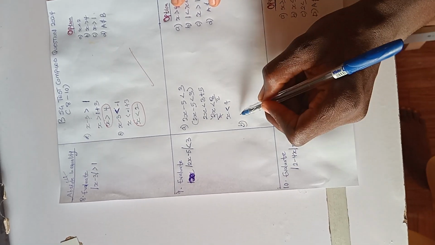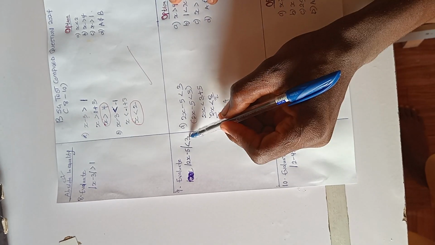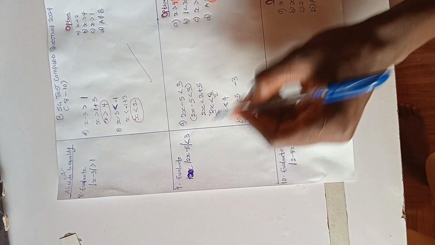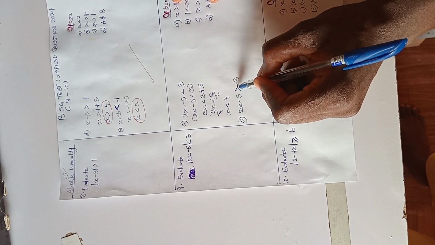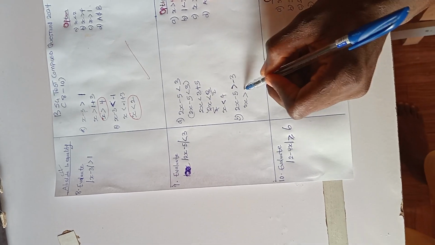Then for B, you express the same expression, but I told you that you are going to change the sign of the value at the extreme end to minus, which is minus 3. Then the sign must change, so this time we change direction to become greater than. If you solve, it's going to be 2x greater than minus 3 plus 5 at the other end.